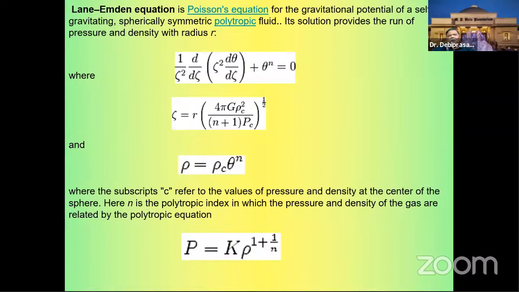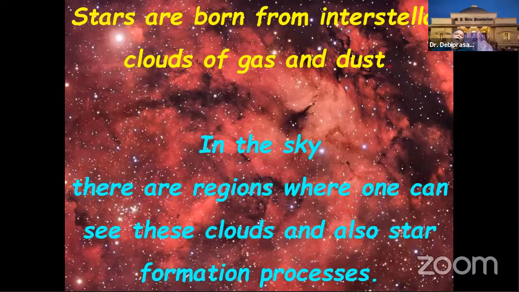And in terms of the properties of the material inside the sun, without going into the details, it's called a polytropic equation, where pressure, as the last relation, pressure is some constant into density to the power 1 plus 1 by n. This n is something similar to do with that Cp by Cv, but not the same, and it is called the polytropic index. Stars are born from interstellar clouds of gas and dust.